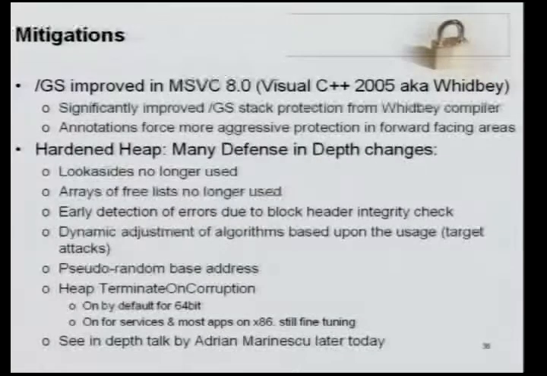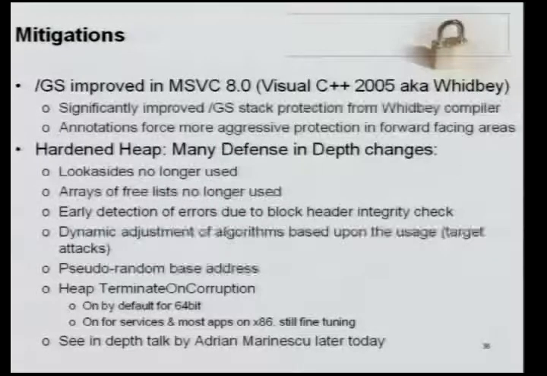The second thing is the heap was largely rewritten in Windows Vista for a number of reasons, certainly with security in mind. I'm not going to talk about the different changes. If you really want to dig into the heap, go to Adrian Marinescu's talk later today, and he's going to explain all the different changes in the heap. I will though talk about one of the specific changes we drove across the code base, which is that because of the new architecture of the heap, it has new ways to detect when corruption has occurred. So there are control structures that are overwritten, or cookie values that don't match anymore.